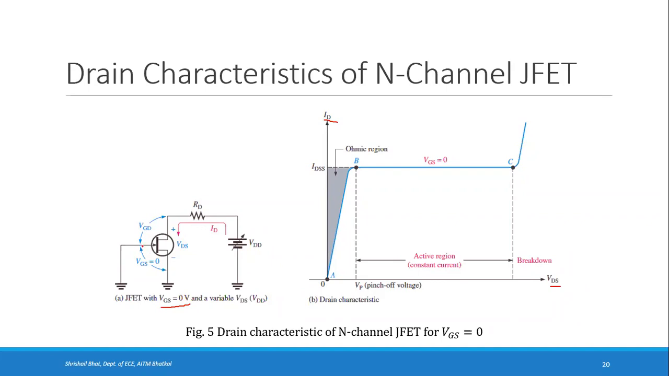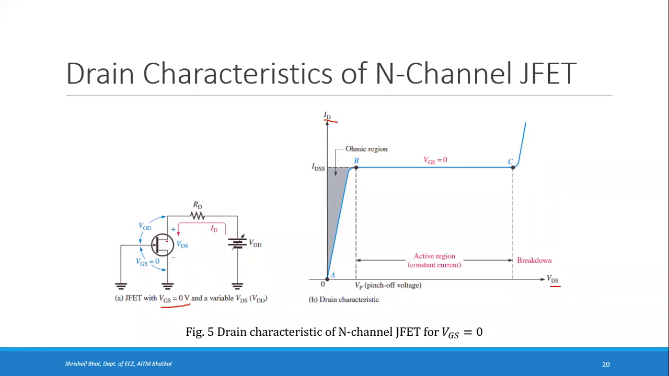Whenever VGS is 0, that means you have connected 0, or this is grounded, this is at a lower potential, and this is an N channel JFET, right? So the gate is of P type, whereas the channel, drain and source are of N type. So N is connected to positive, P is connected to 0, that is negative here, it is lower than this.